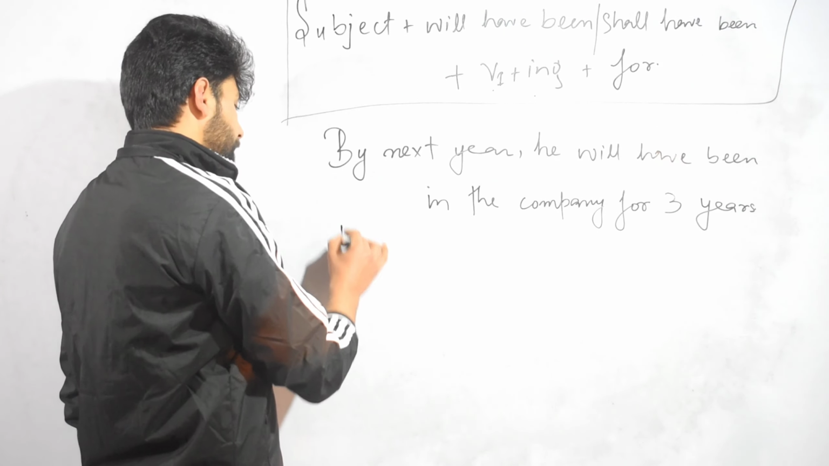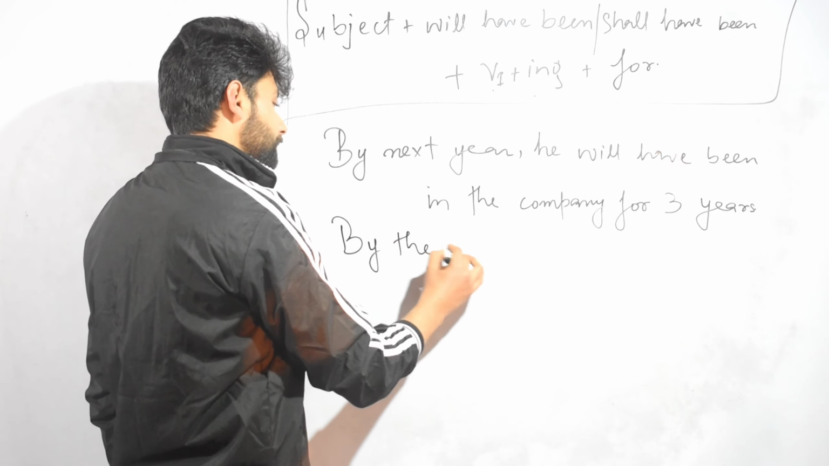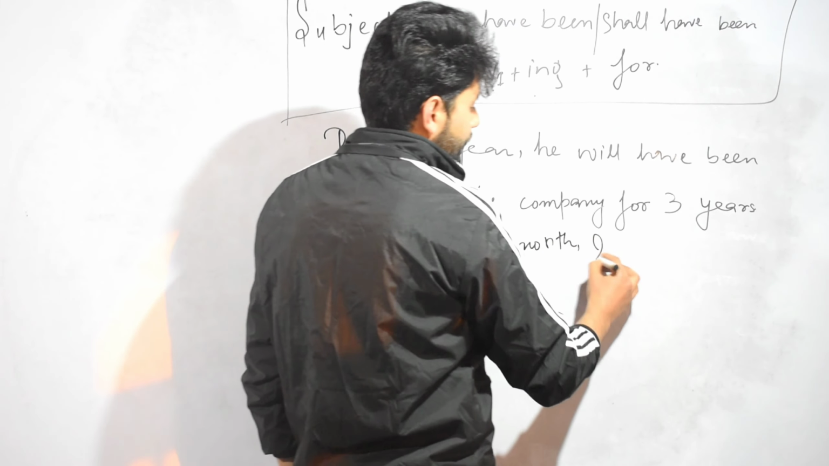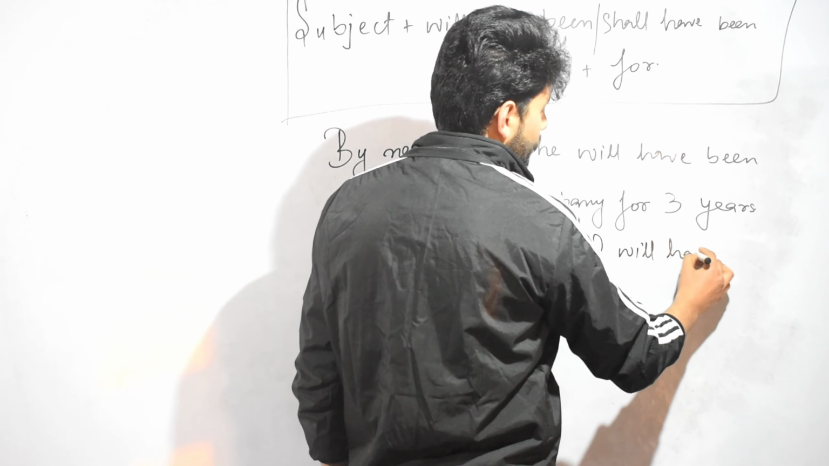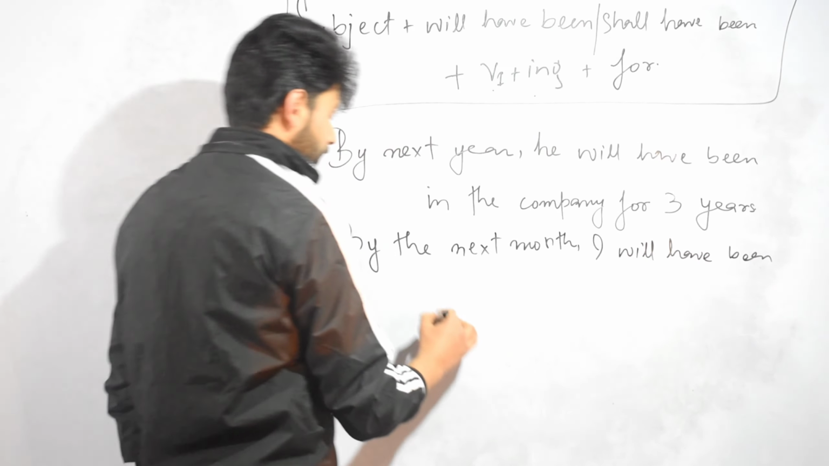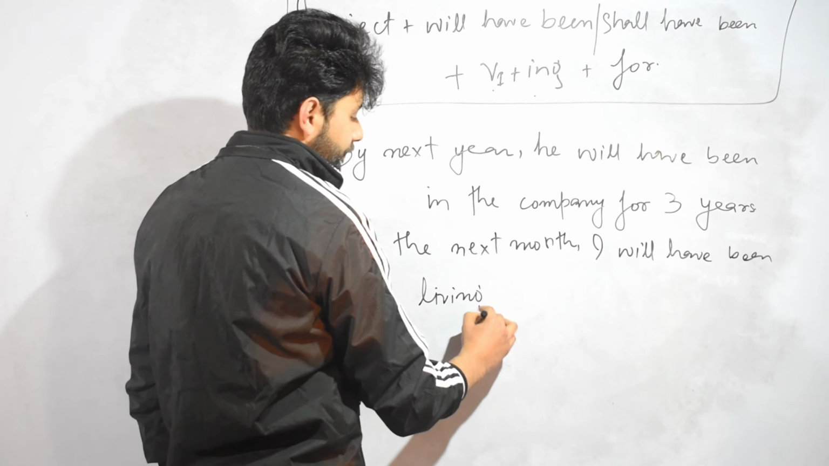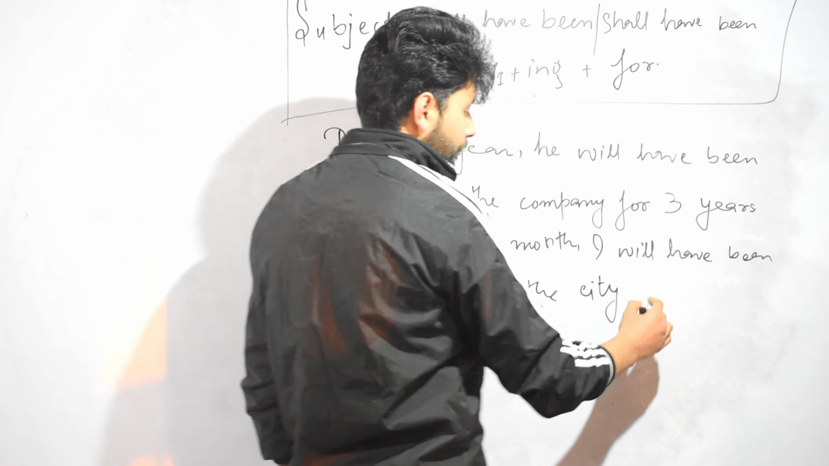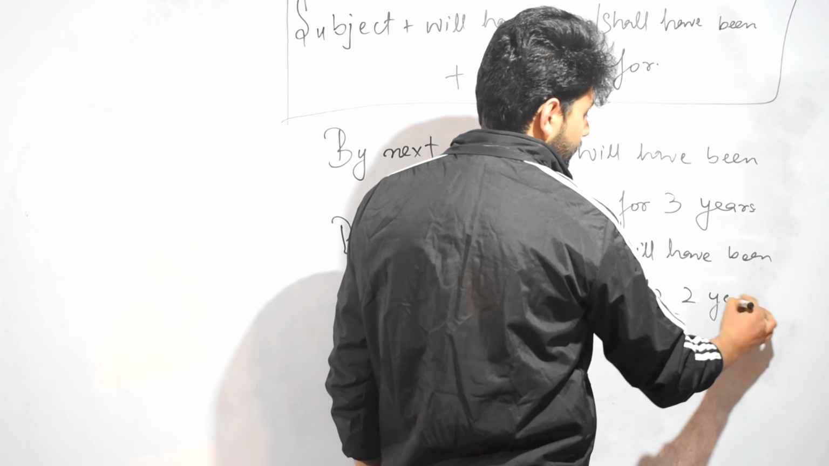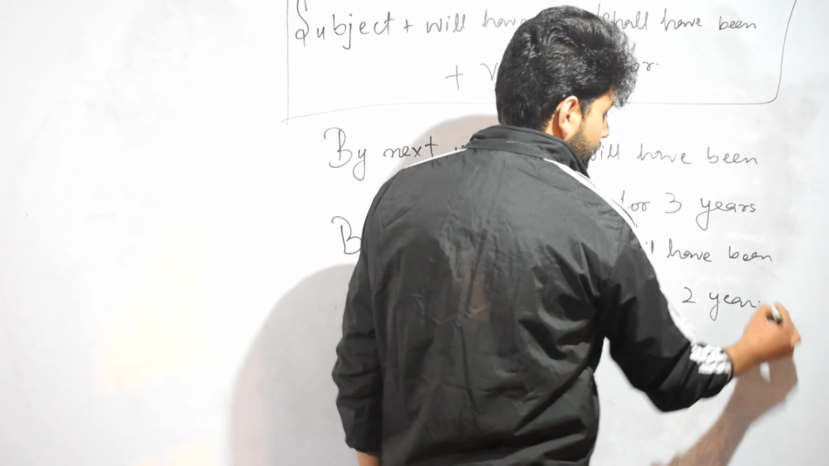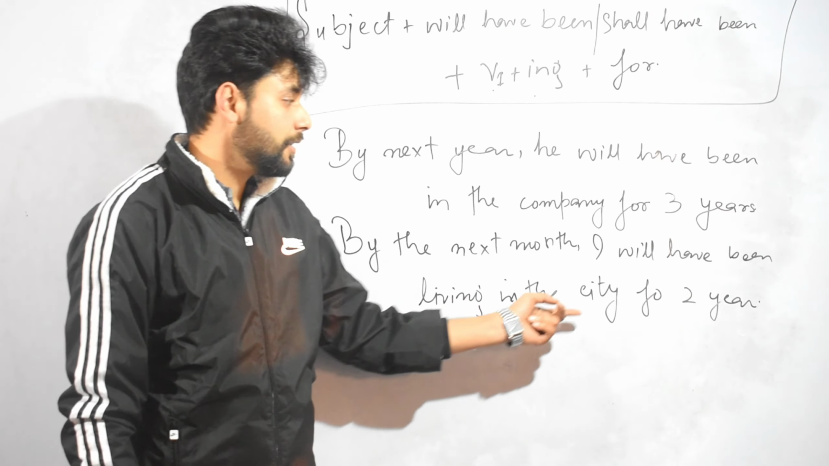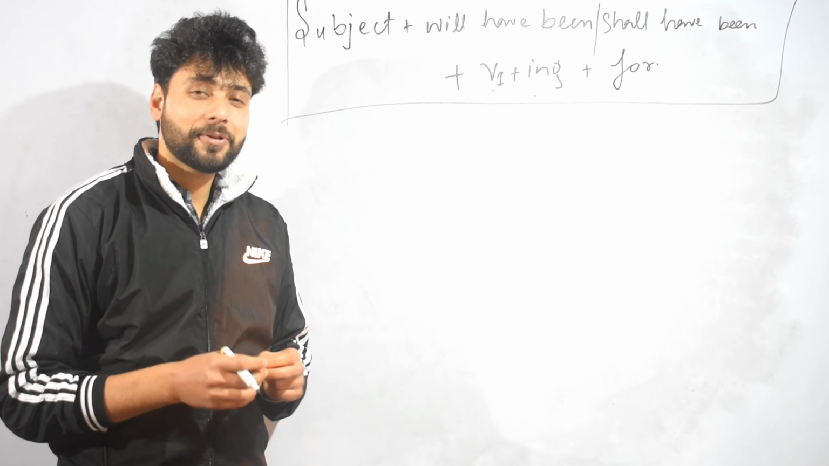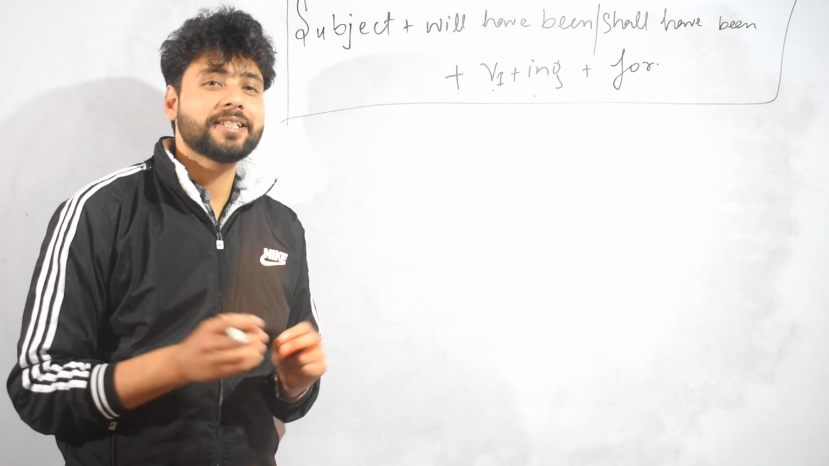Another example, by the next month, I will have been living in the city for 2 years. So, by the next month, I will have been living in the city for 2 years. This is the second example. One last example, and by that, we will complete our tenses.